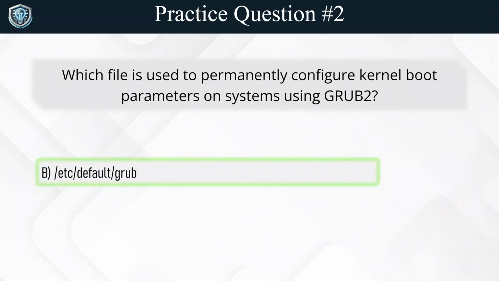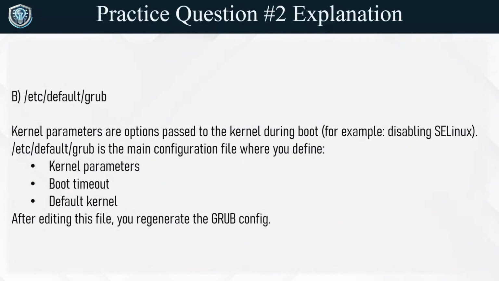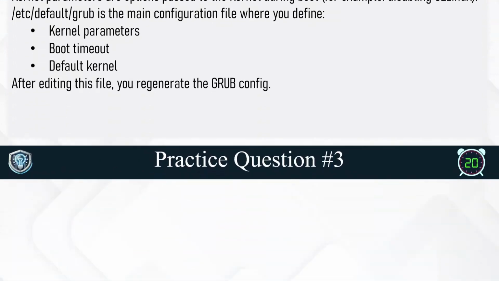The correct option is /etc/default/grub. Why? This file holds the main configuration of GRUB2. It holds the kernel parameters, boot timeout and default kernel. After editing this file, you will regenerate the GRUB config. That's why. Let's move to the next question.